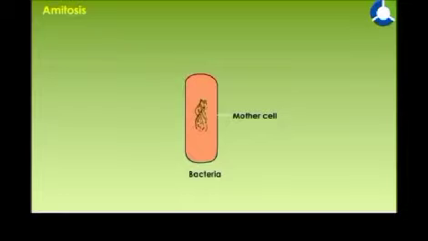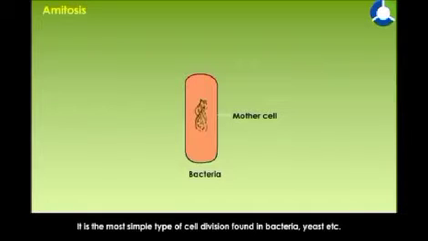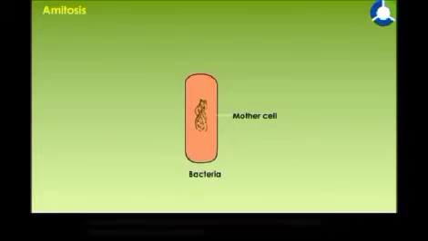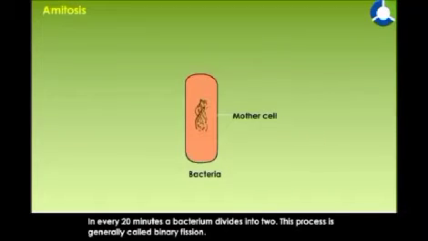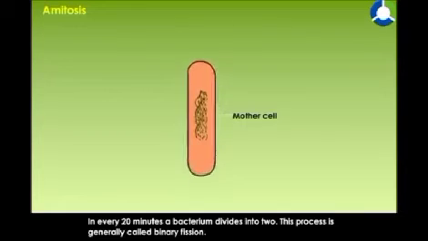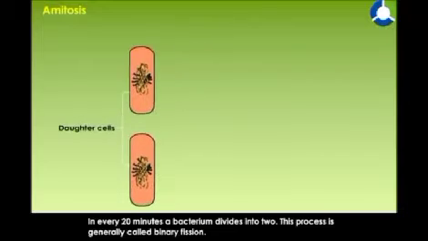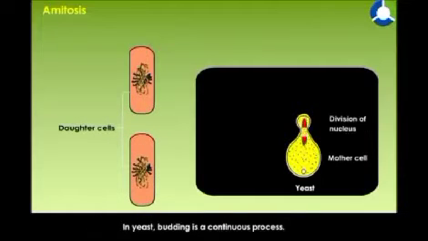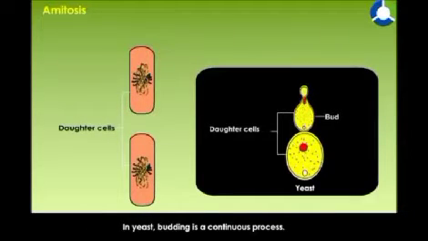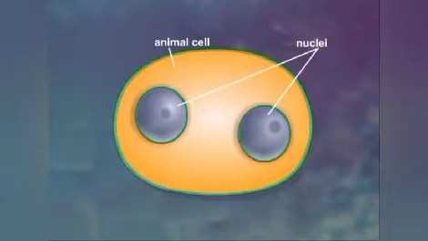Amitosis. It is the most simple type of cell division found in bacteria, yeast, etc. In every 20 minutes, a bacterium divides into two. This process is generally called binary fission. In yeast, budding is a continuous process.